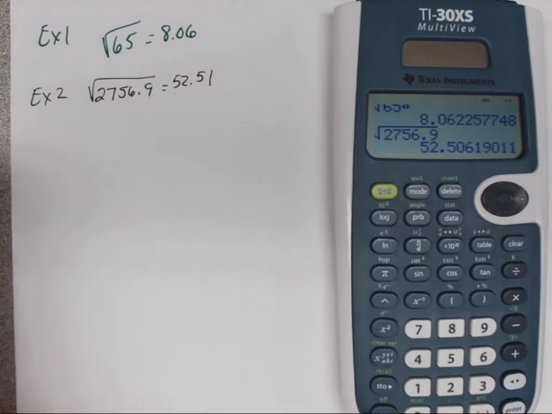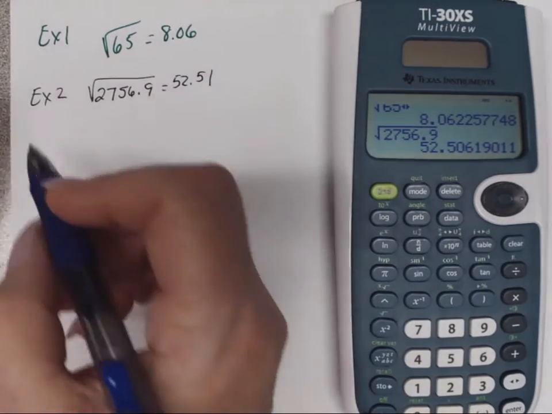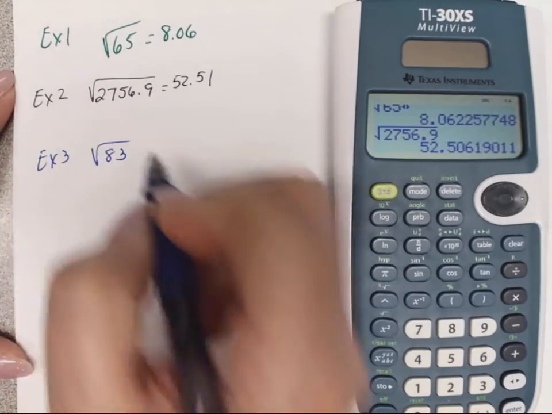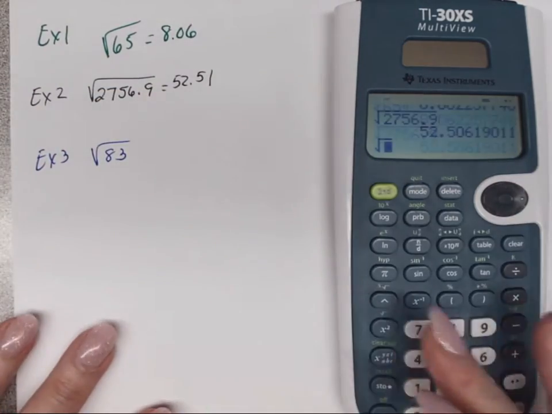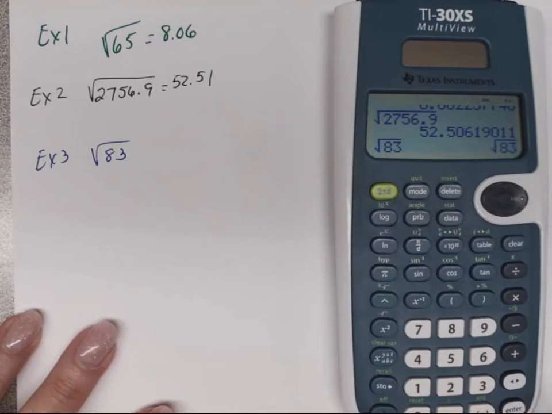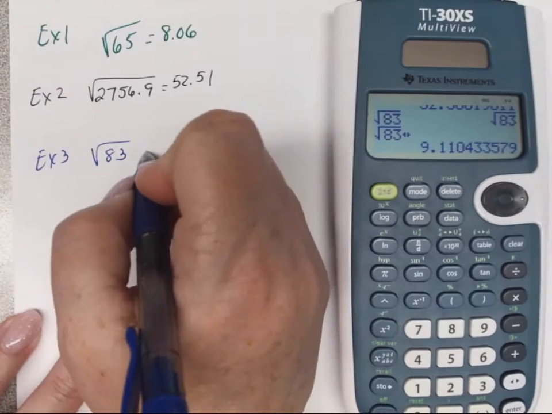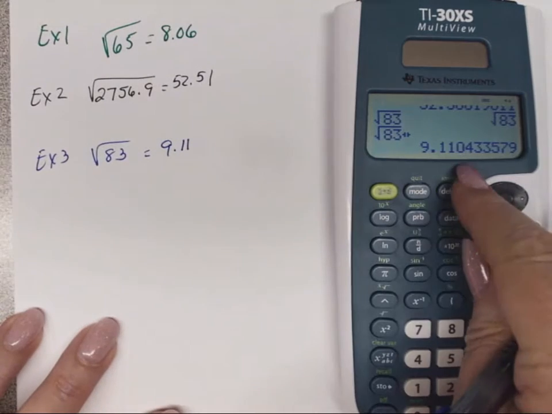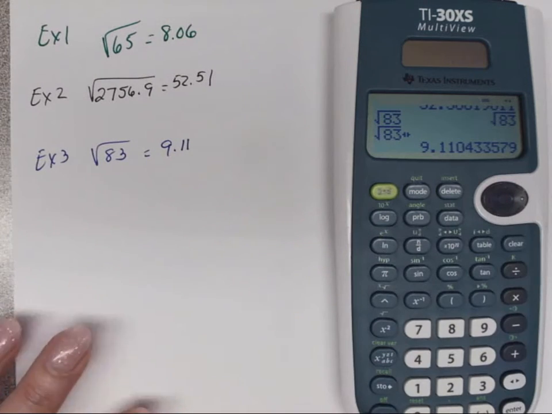All right, let's go to example 3. This is the square root of 83. So second square root, 83. And that will get me 9.11, because the 0 after it will not cause it to round up.